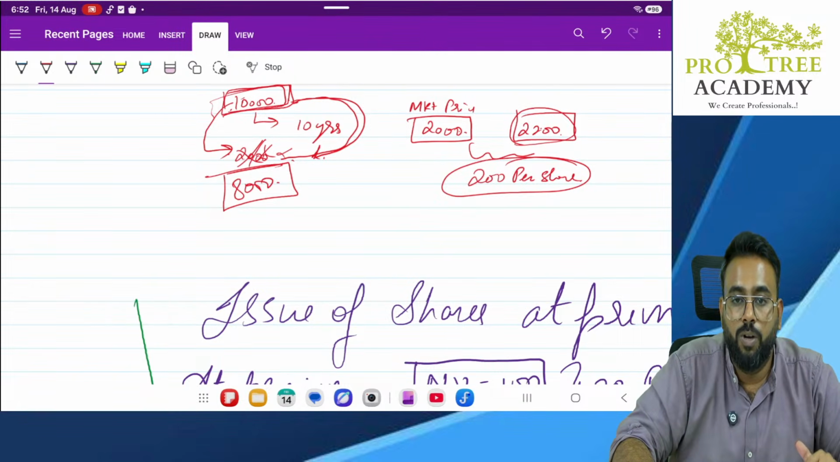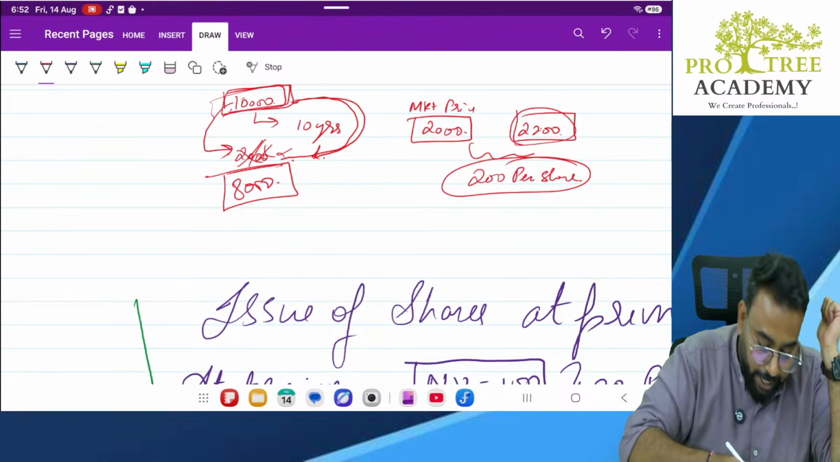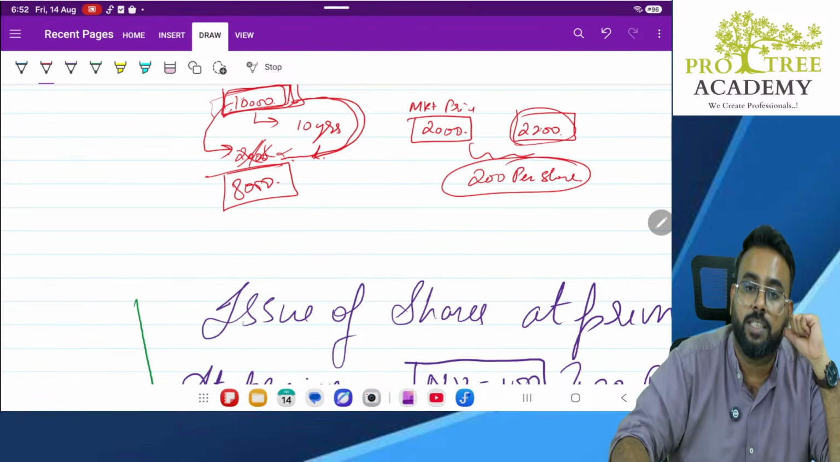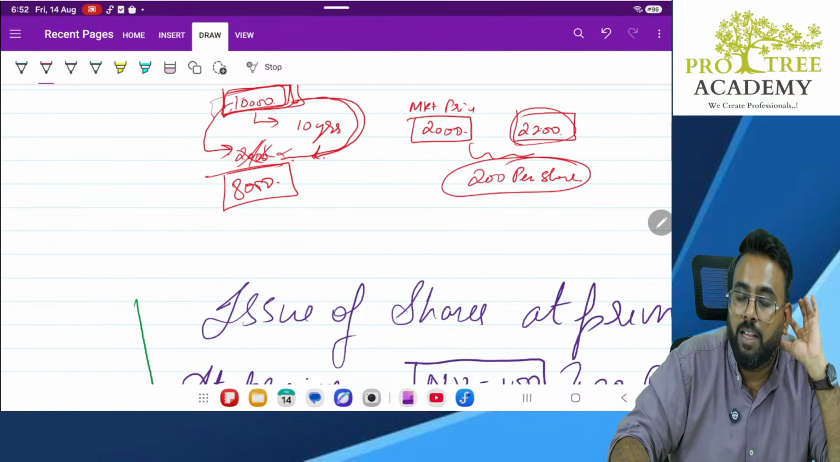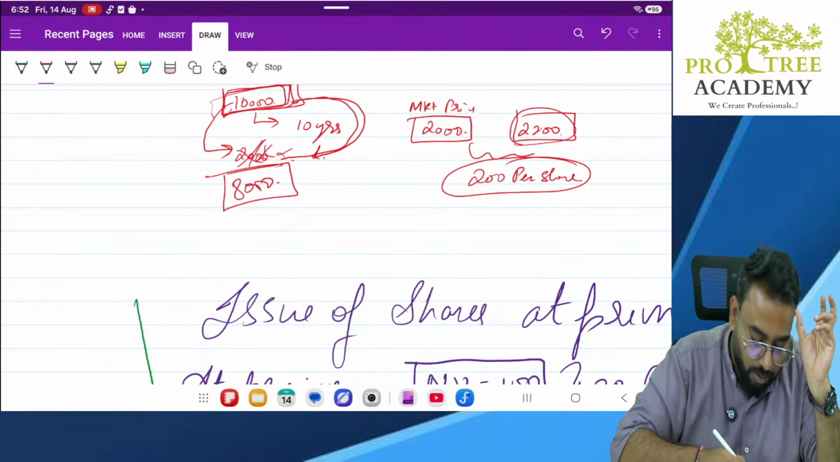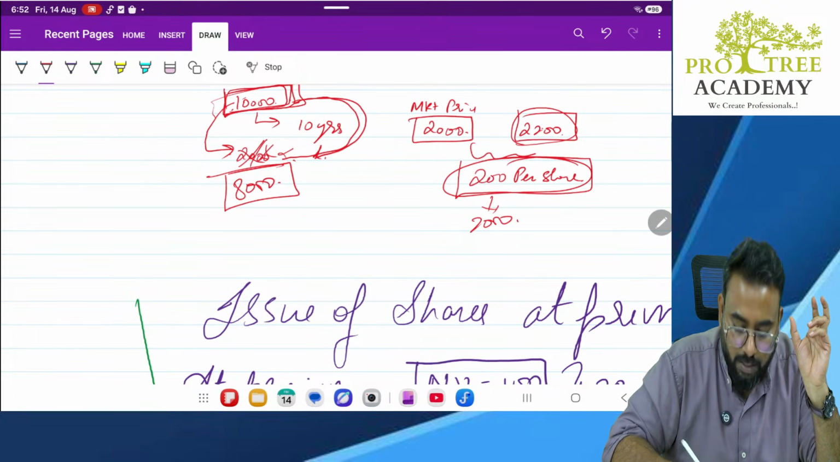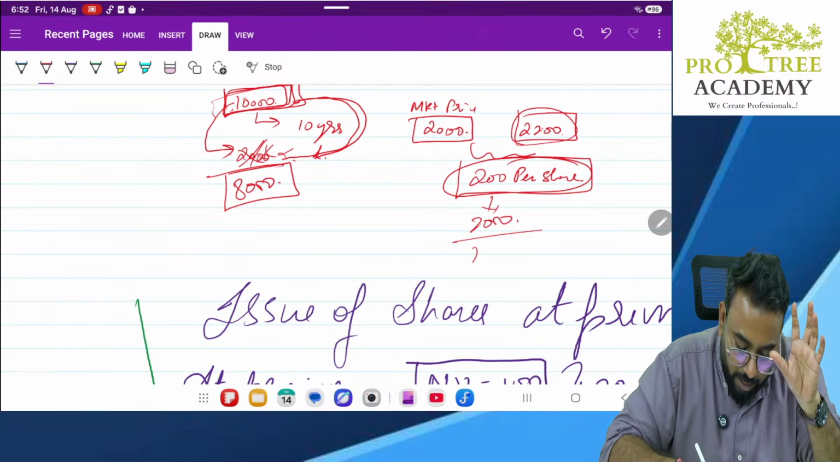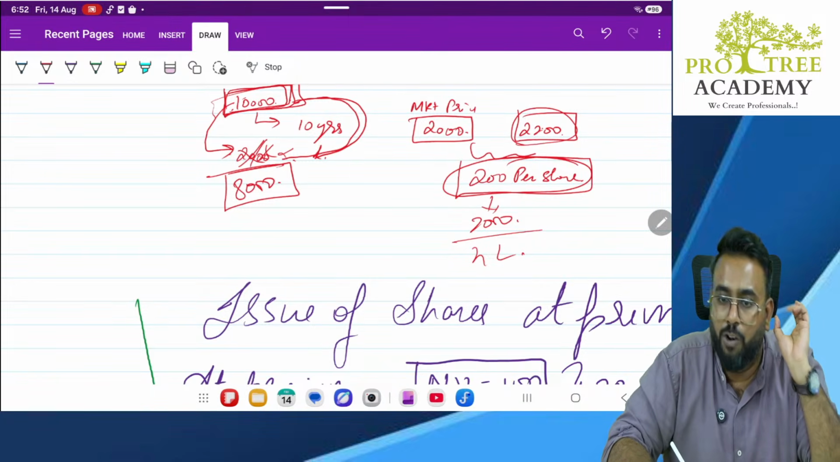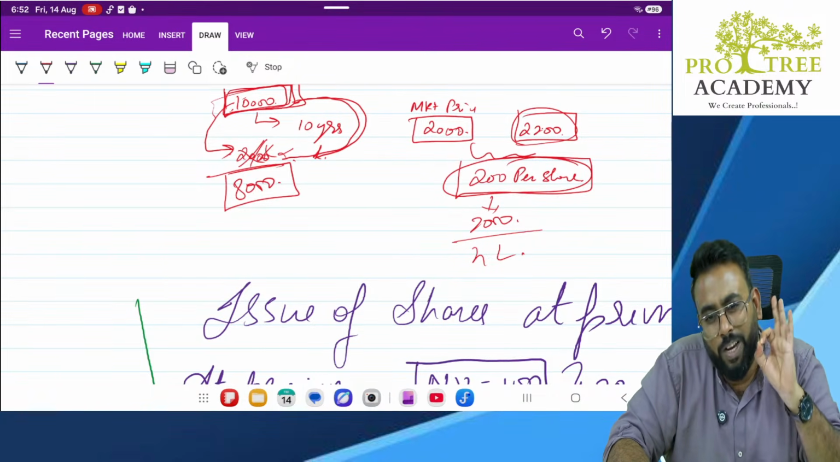Now I want to distribute some of those profits to the shareholders. So what will I do? One, I can announce a dividend. But if I announce a dividend, I need to give it to all 10,000 shares, and I don't have that much money. So I want to give 200 rupees per share to only 2,000 people. That will be approximately 4 lakh rupees. I have a capacity of only 4 lakh.